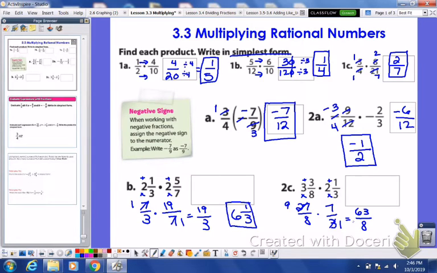Now 8 goes into 63 7 times. So my whole number is 7. 7 times 8 is 56. 63 minus 56 is a remainder of 7. So 7 and 7/8. Okay, so I just threw a whole bunch of examples at you. You guys will have lots of chances to practice this. So we move along with our notes.